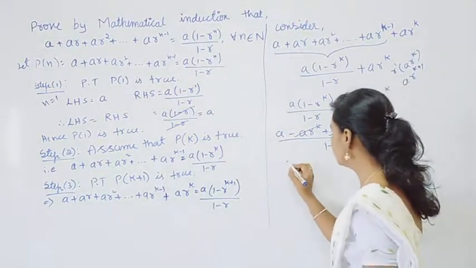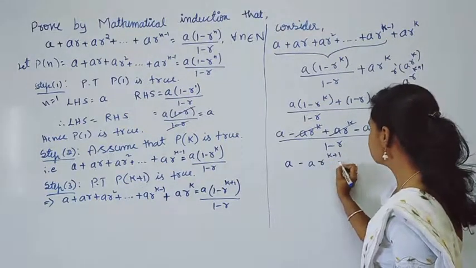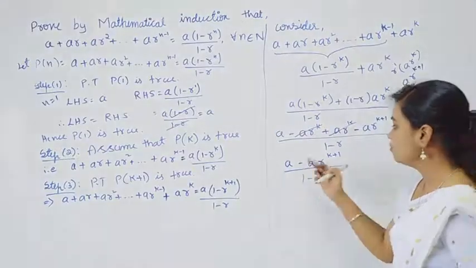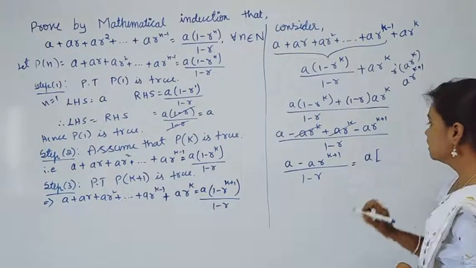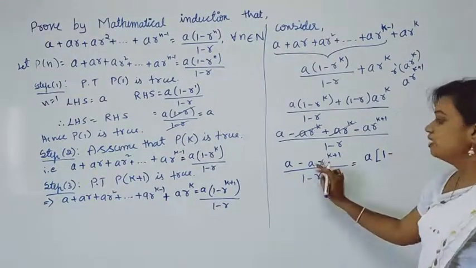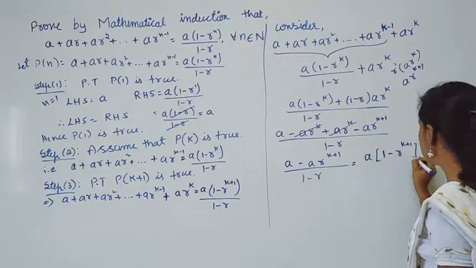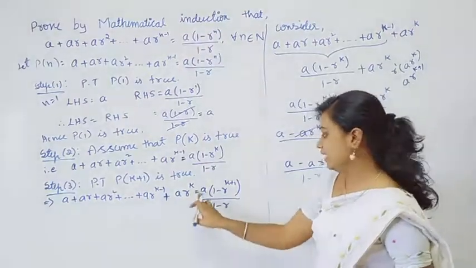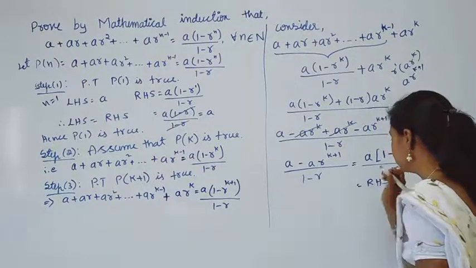So the remaining terms are a and the last term, that is minus a r to the power of k plus 1, whole divided by 1 minus r. Now take the common factor. What is the common factor in the numerator? a, right? If you take a outside, the remaining term is 1 minus r to the power of k plus 1, whole divided by 1 minus r. Observe that this is our RHS, a(1 - r^(k+1))/(1 - r).